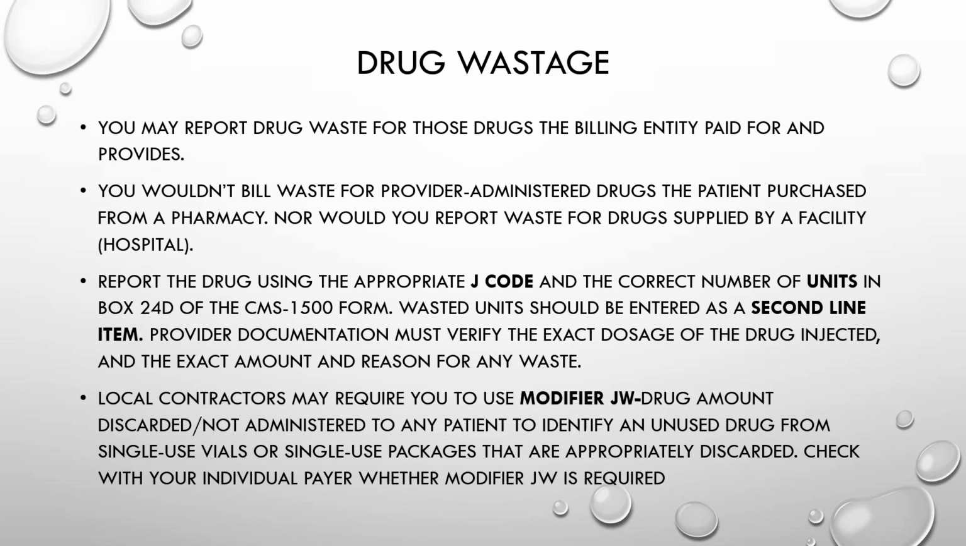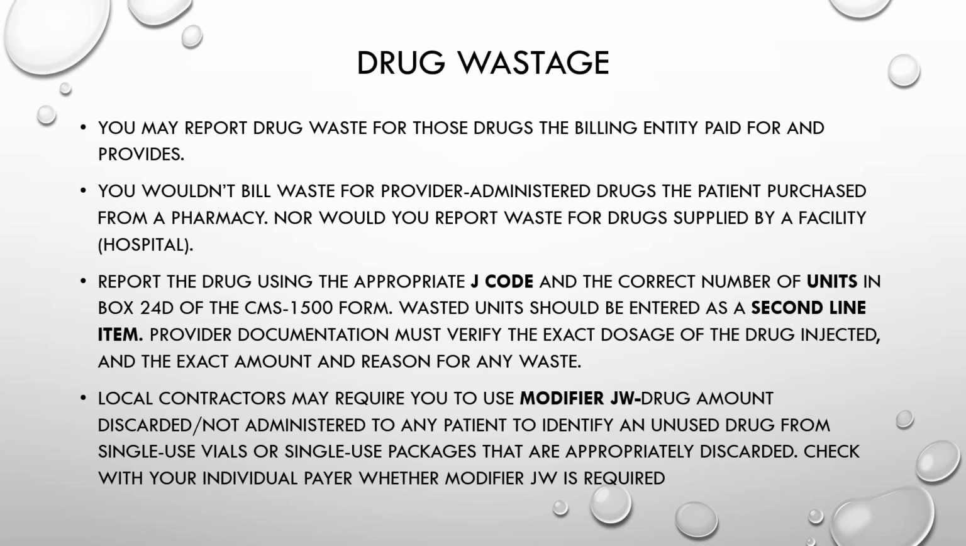So if the appropriate J code indicates 15 milligrams, but the documentation shows 45 milligrams, that's 3 units of that J code. And so be aware of that when you're coding that on the CMS 1500 form. If there was any wastage, it should be noted in the documentation, the exact dosage that was injected and the exact amount and reason for any waste, okay?